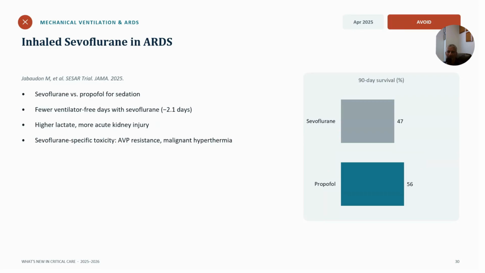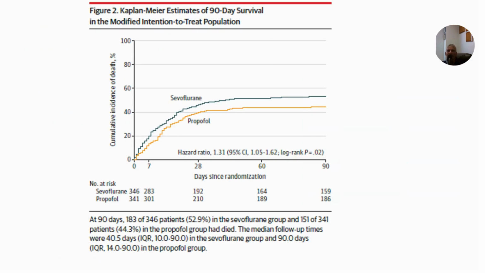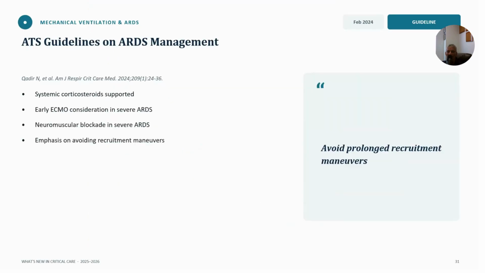Inhaled sevoflurane in ARDS was a negative trial, the CESAR trial, JAMA 2025. Sevoflurane versus propofol for sedation, and fewer ventilator-free days with sevoflurane, higher lactic acid, more acute kidney injury. Basically, don't use it. 90-day survival was lower. So that's not a good thing. So we wouldn't use that for sedation, maybe for refractory status asthmaticus only.